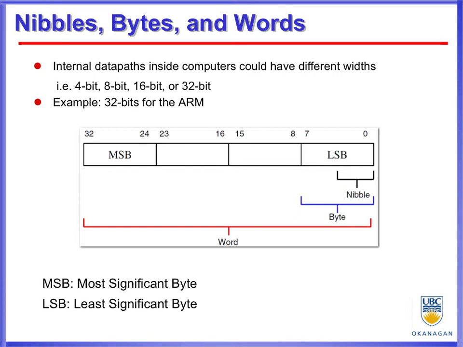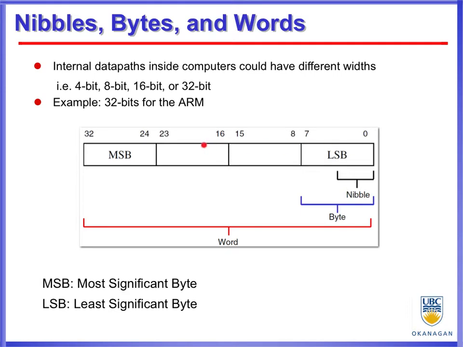Bytes and nibbles, on the other hand, are always the same size no matter what the data width in a computer. A nibble is always a subset of 4 bits, and typically it's the last 4 bits, but it doesn't have to be. Just 4 bits is a nibble, whereas 8 bits is a byte. So in the ARM processor, one word would consist of 4 bytes and 8 nibbles.